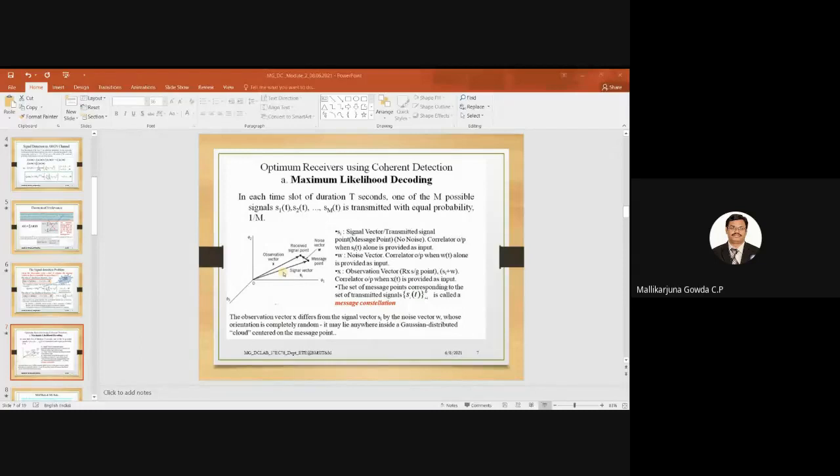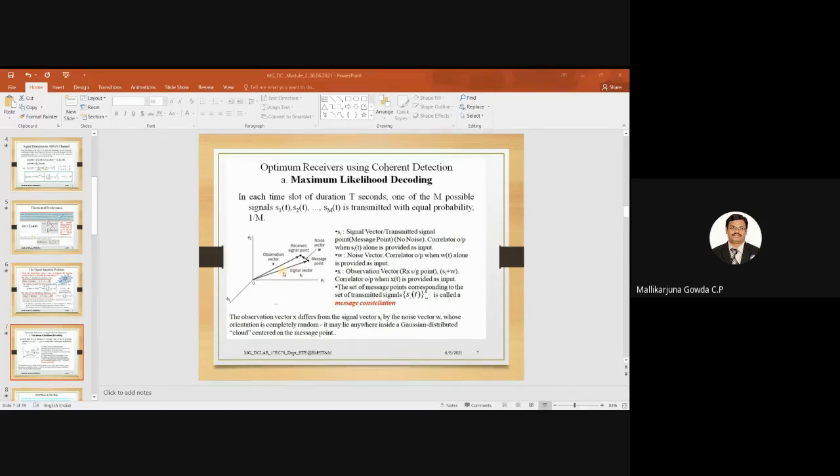Just have a look at this diagram. This is the signal constellation diagram that I have written here, with axes phi 1, phi 2, and phi 3. In this, I have represented two things. One is the signal vector. This point is a message point, so I say that is a signal vector. I represent the signal vector by s suffix i. So s_i is the signal vector, or I can say the transmitted signal point. That is the message point, without noise.